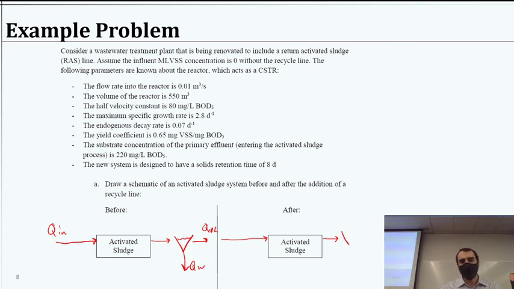After adding it, this is just what we've been looking at today, the same schematic, where we have that recycle line added. So again, we have Q in, Q effluent, Q waste, and a Q recycle. Okay, so pretty simple. I just wanted to have you think about and write down for yourself what this entails and what that would look like as a diagram.